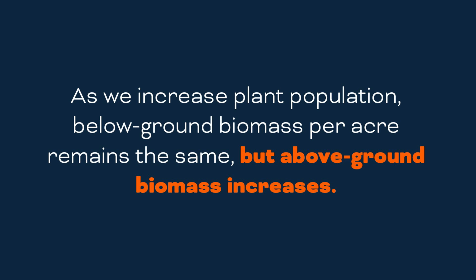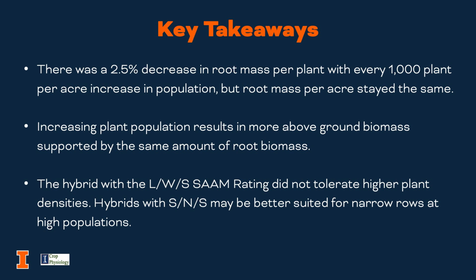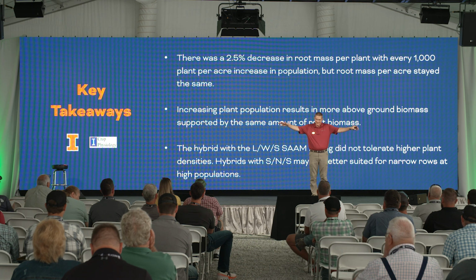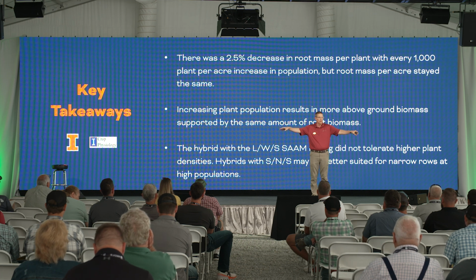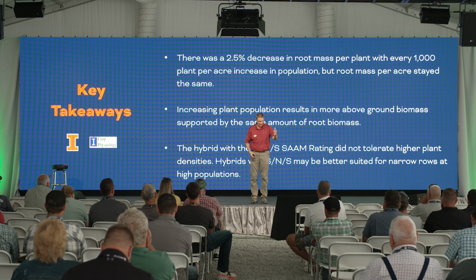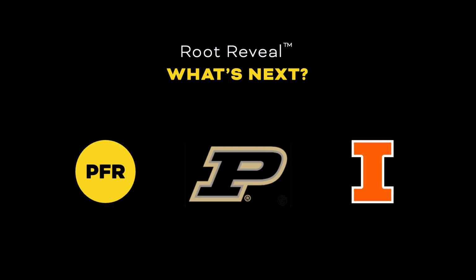But again, this was the key takeaway from that study, that as we increase populations, above ground goes up, below ground virtually remains the same. So key takeaways, that 2.5% that we talked about, increasing plant populations, increases above ground biomass, but here's the one that I think is kind of the key to this. The hybrid with the large, wide SAAM rating did not tolerate higher plant populations. What did our internal data show? The large, wide responded negatively to the increasing populations, and the small, narrow may be better suited for higher populations. Pretty interesting stuff, okay?